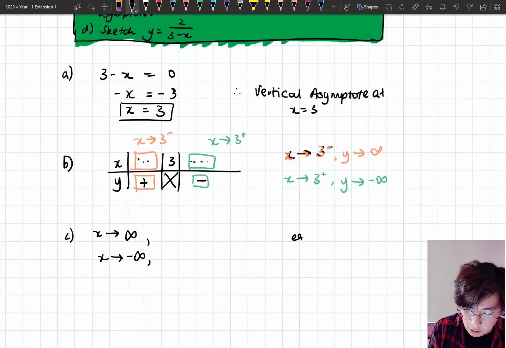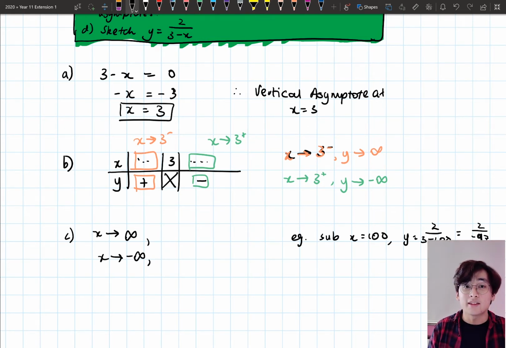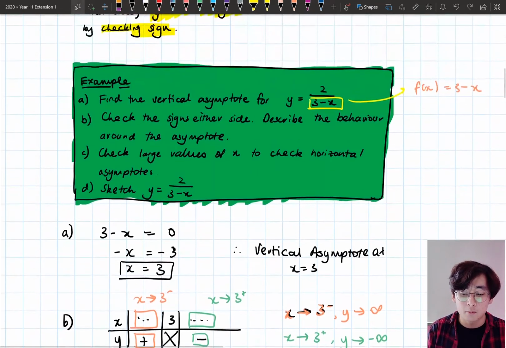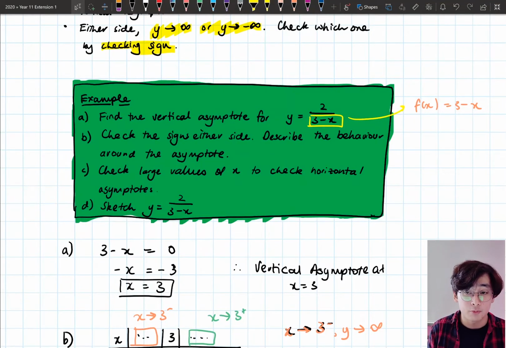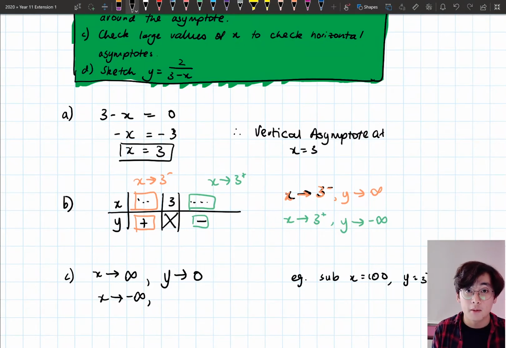Let's just do an example over here. So sub x is equal to 100. So we get y is equal to 2 over 3 minus 100, which is 2 over negative 97. Now, as that number gets bigger and bigger, it's going to become a negative number, sure. But when that denominator becomes bigger and bigger, what happens to the value of y? Well, y just gets closer and closer to 0. Because when we substitute a larger and larger number in the denominator, we get a smaller and smaller number.